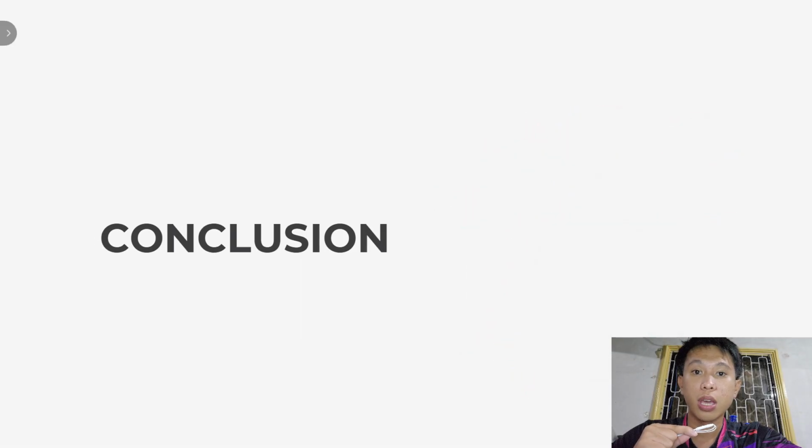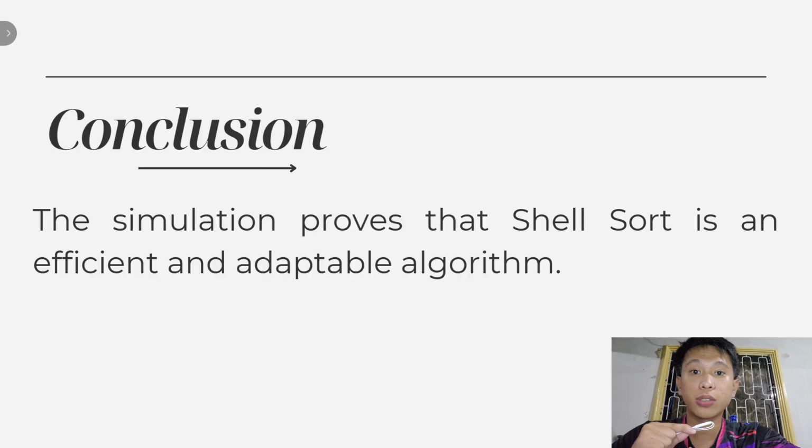In conclusion, this simulation proves that shell sort is an efficient and adaptive algorithm. It varies the effort it exerts based on how the data is scrambled, working harder when necessary and taking shortcuts when the data is almost sorted. While there are other algorithms better than shell sort when it comes to large datasets, it still performs well and did its job efficiently. And this is how shell sort shines. I think this concludes our short presentation and simulation on what shell sort is and how it works.